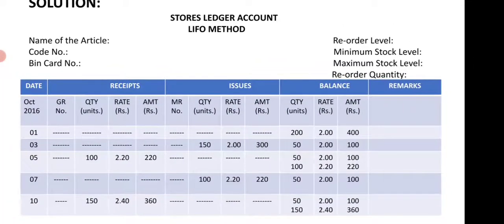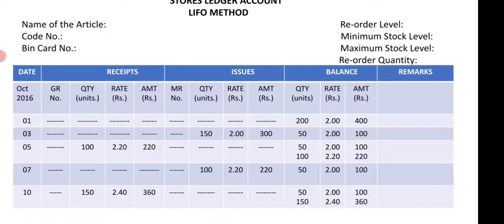Stores ledger format is same for all the methods. So it contains main 5 columns: date column, receipt column, issue column, balance column, and remarks column. So in the receipts column we have 4 sub columns. One is GR number, that is goods received note number. Next is quantity, next is rate, and the last is amount. In the issue column also we have 4 columns: MR number, that is material requisition number, quantity column, rate column, and amount column. So next is the balance column. In the balance column we have 3 columns: quantity, rate, and amount.